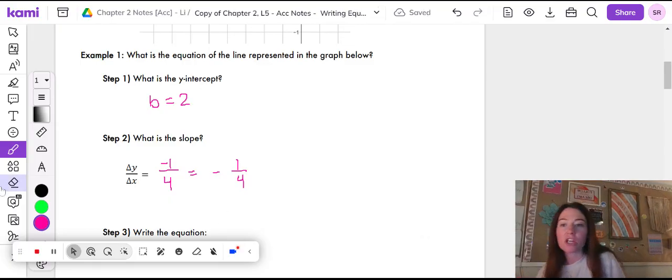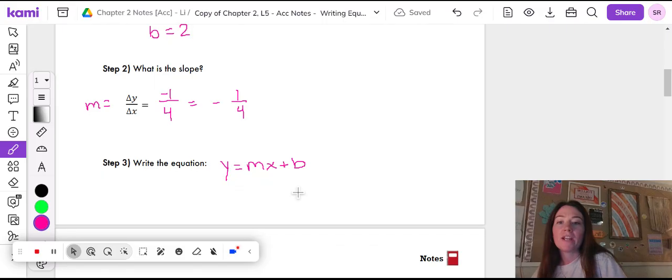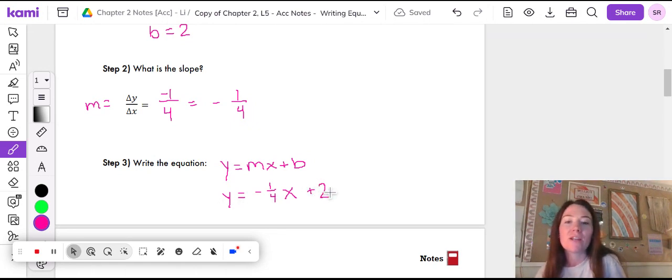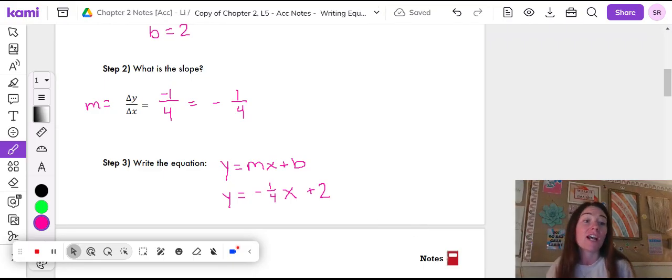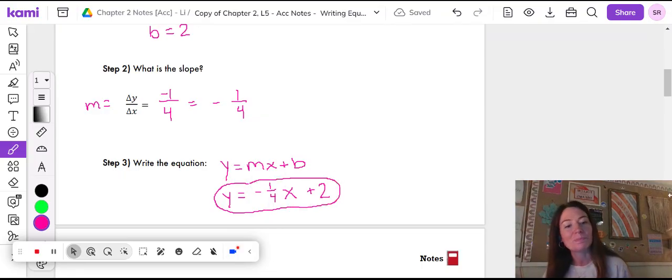Once we have that information, once we know what m and what b equal, we can write the equation. It's going to be in the format y equals mx plus b, and I'm going to go ahead and replace m with my slope of -1/4. Don't forget to write x. That's probably the biggest mistake I see when students write equations. They write y equals -1/4 plus 2, and they forget about x. Always check that your equation has both x and y. It should have both, okay? So this would be our equation. y equals -1/4 x plus 2.